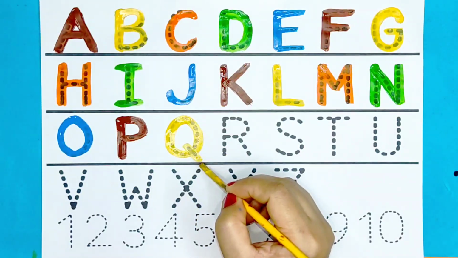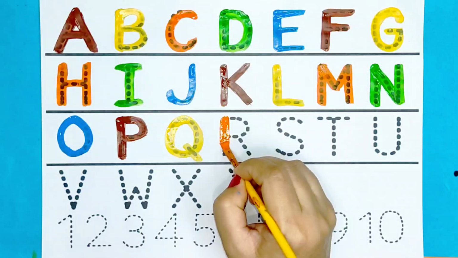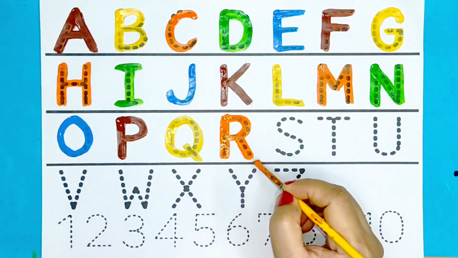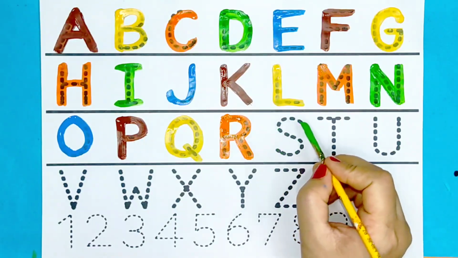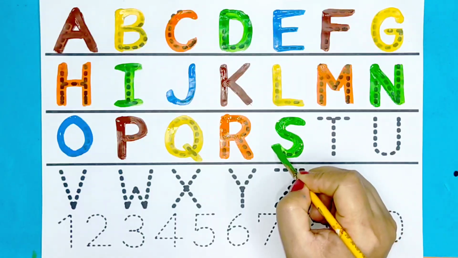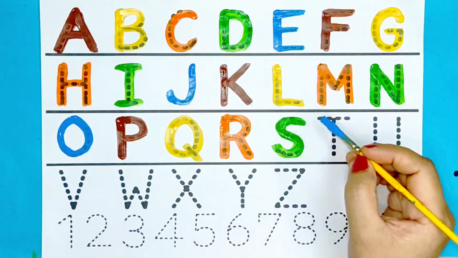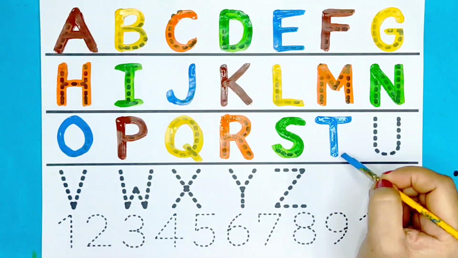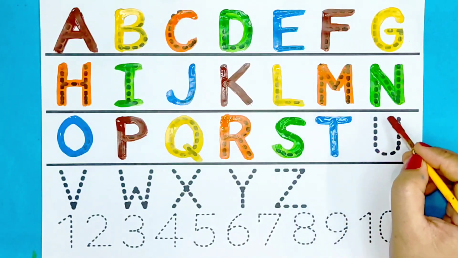Q for queen, orange color. R for rabbit, light green color. S for sun, sky blue color. T for train, brown color.